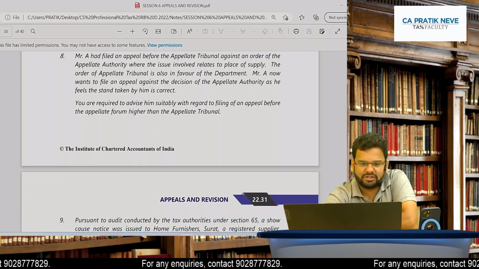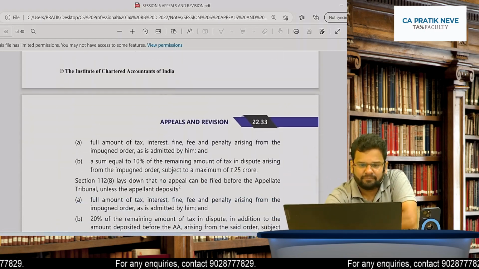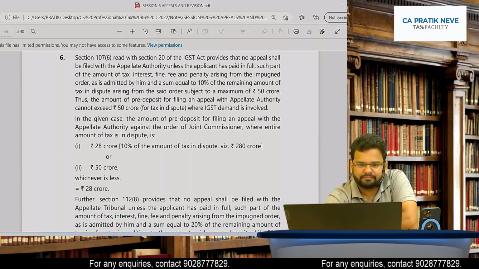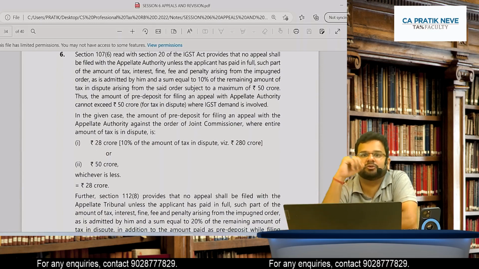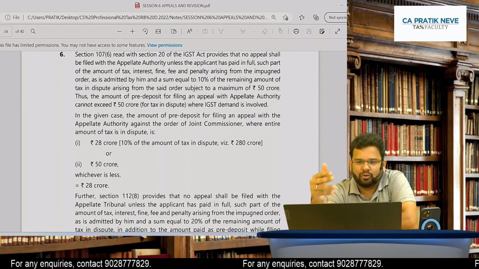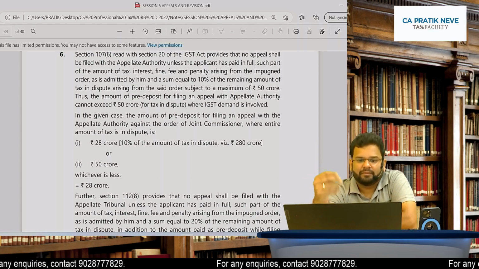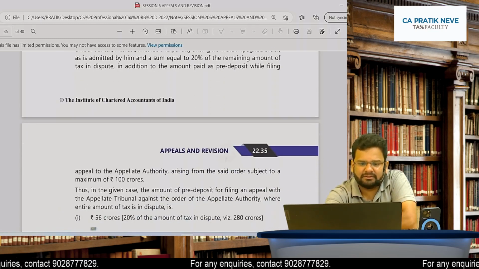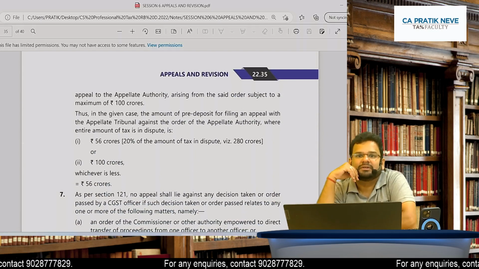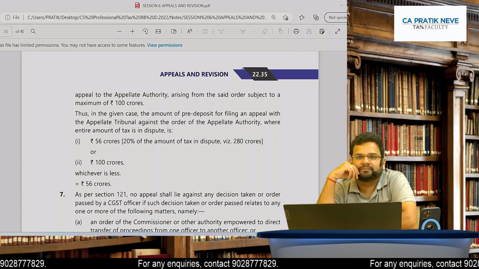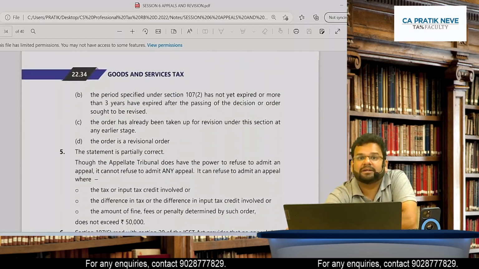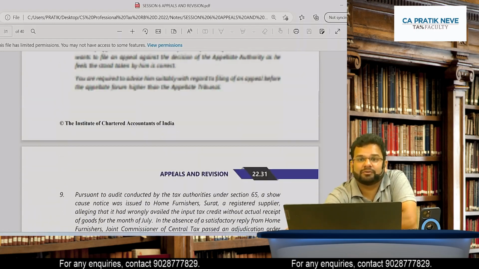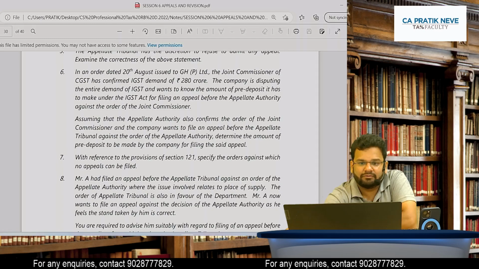Just check your solutions, how they are to be presented. Got it? So in the first case it's 28 crores, and see nicely how to present. And in the next case it is 56 crores. See nicely how to present. Okay. Don't be surprised if the same question is asked without changing figures and names.